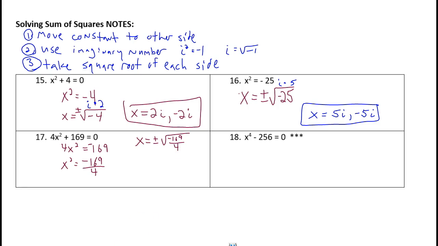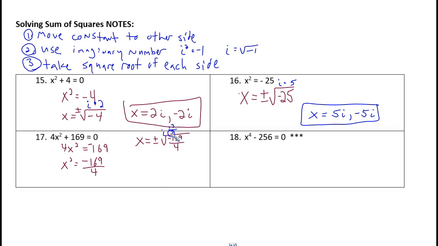Okay, well, while we're dealing with this, let's switch colors here. I realize that I'm going to have a positive or negative root, right? Inside, the negative is going to come out as an i. And then I've got the 169 on top and the 4 on the bottom. Well, what is the square root of 169? It's 13, right? So now I've got a 13 on top, and the 4 on the bottom.